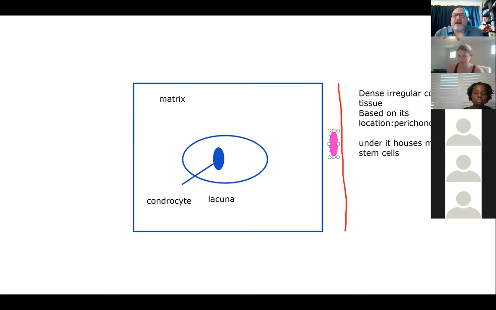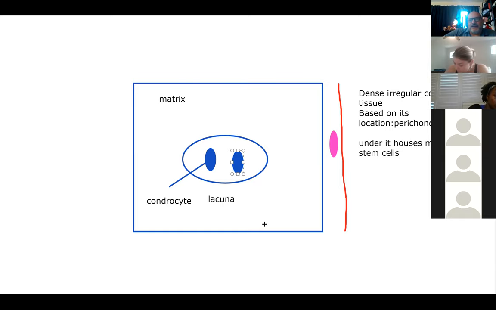All right. Now, remember when we talked about bone, one of the things we said about bone is that it is only the osteogenic cell that is capable of division. But that is not true in cartilage. This chondrocyte hanging out here inside of our lacuna is actually capable of dividing and producing a second cell. So now we have two chondrocytes living in the same room.